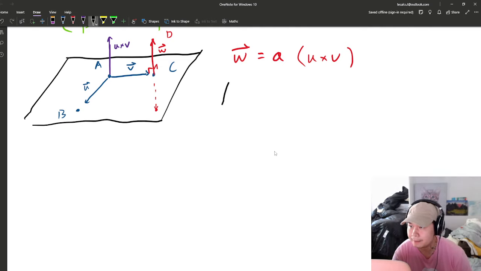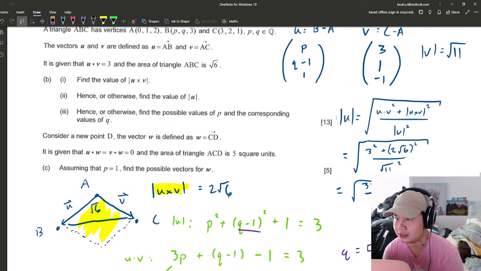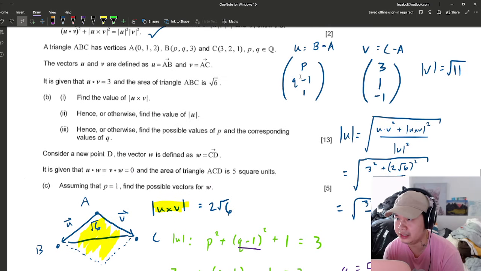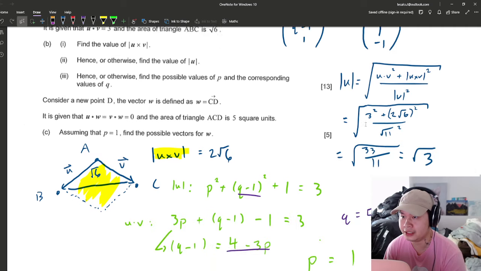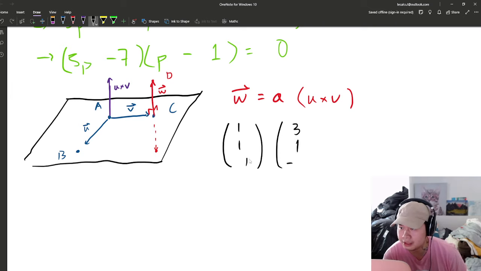Okay, what is U? 1, and then it's q minus 1, so 1. I think this is -1. And then this is V, right? V is like 3, 2, -1. Why am I even bothering? Let's just look. 1, q is 2. So 1, 2 minus 1 is 1. 1 again. And then 3, 1, minus 1. So this is all 1s. This one is 1, 1, -1. Okay, and then we cross.